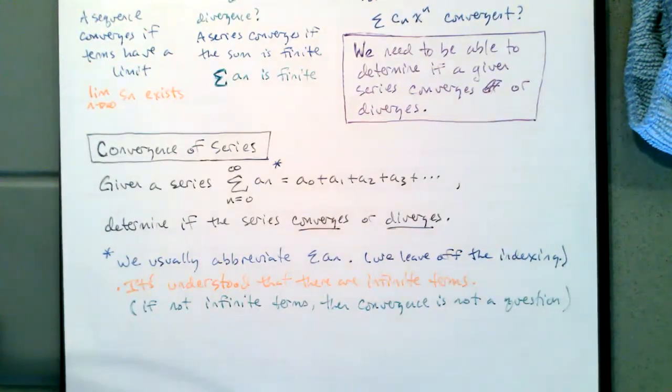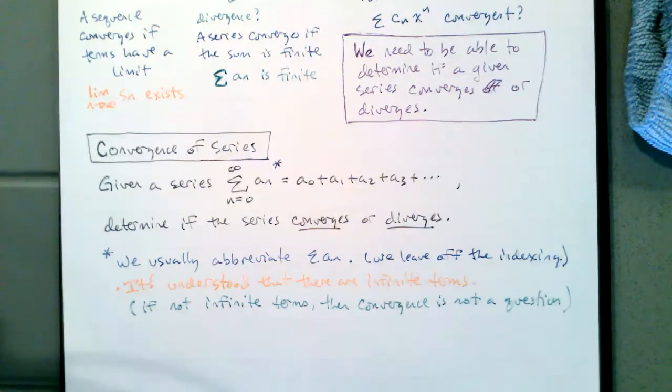Convergence only comes up in the case of infinite series. If there's a finite number of terms, then we're going to have a finite sum, and we don't have to worry about it. It's only when there's an infinite number of terms that we care. So that's why we get to abbreviate just series a_n.